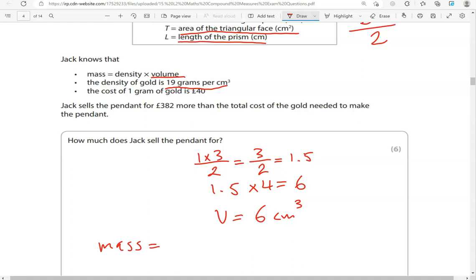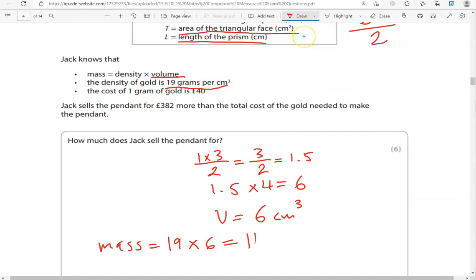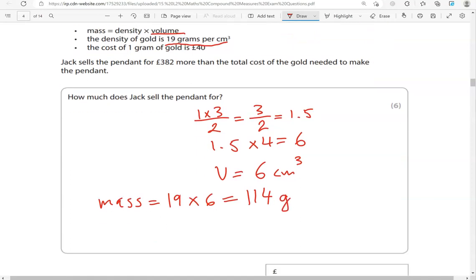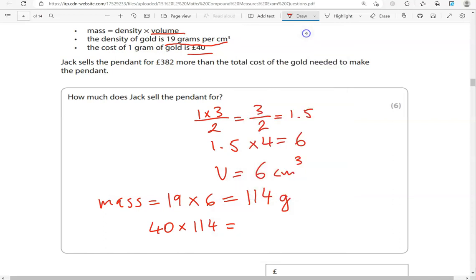The mass is density, which is 19, times the volume, which is 6. So 19 times 6 gives us 114 grams. The cost of 1 gram of gold is £40. So we're going to do 40 times 114, which is 4,560. So that's the total cost.